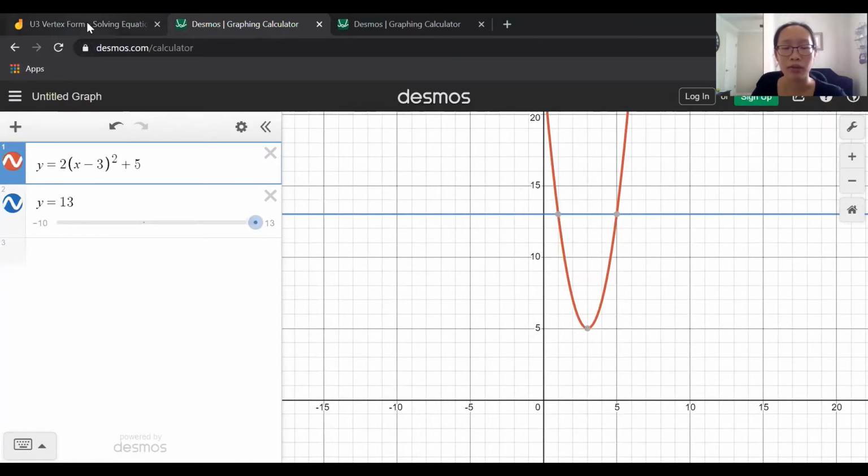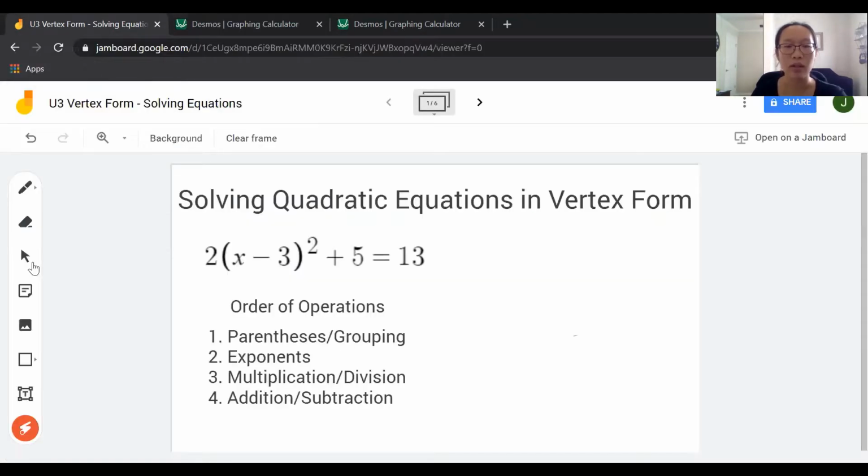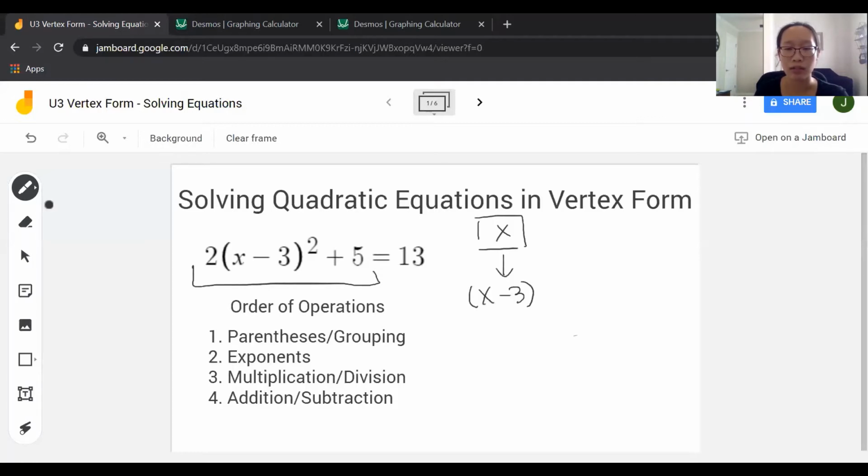To do that, we're going to reverse the order of operations. Let's take a look at y. When we start with an x, we can follow its journey and see it takes many steps to get to this final expression here. We start with an x, then we subtracted 3, then we squared it, then we multiplied by 2, then we added 5 to the whole thing, and we found that this was equal to 13.